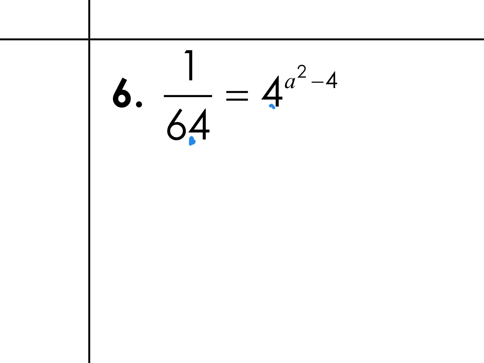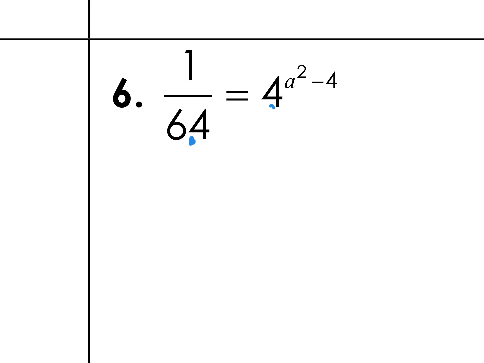Let's try it. What's 4 to the first? What's 4 to the second? What's 4 to the third? What's 4 to the 4th? 64. So what's this number? 4. So it's a 4 to the 4th.